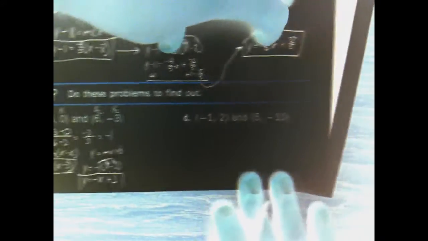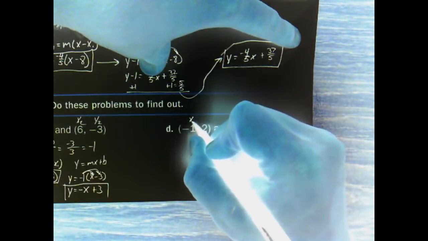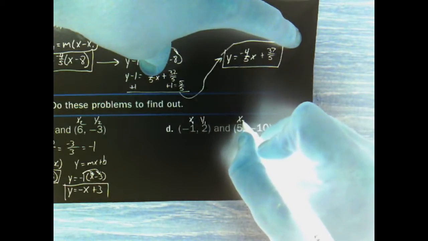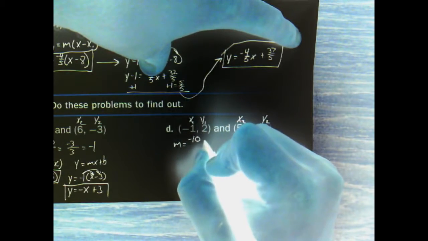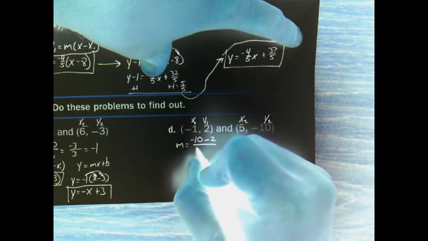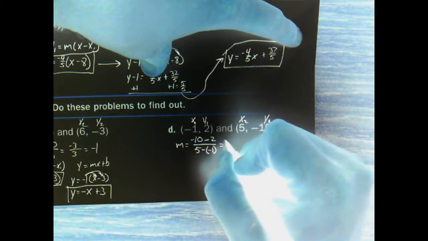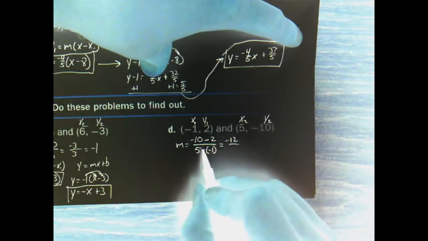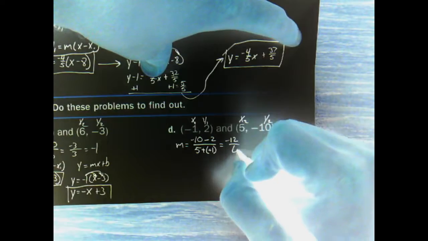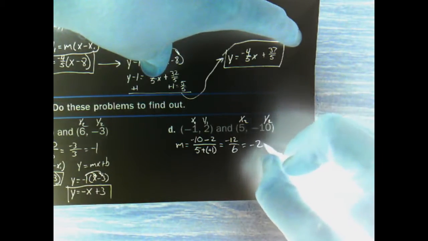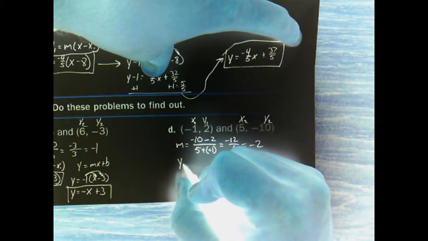Over here for D, we repeat the process. Find my slope first. So x sub 1, y sub 1, x sub 2, y sub 2. Slope equals y sub 2 minus y sub 1 all over x sub 2 minus x sub 1. Negative 10 minus 2 is negative 12. Here I need to add the opposite, so minus a negative is like plus a positive. So negative 12 over 6 is negative 2. That is my slope.